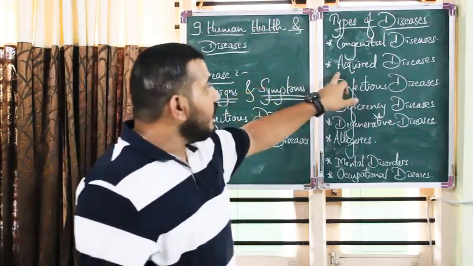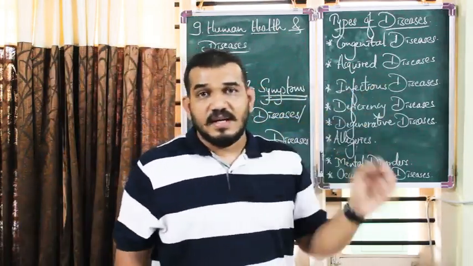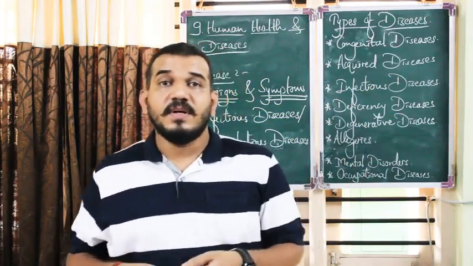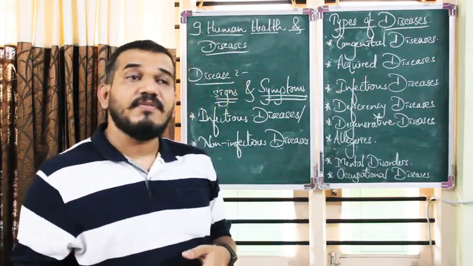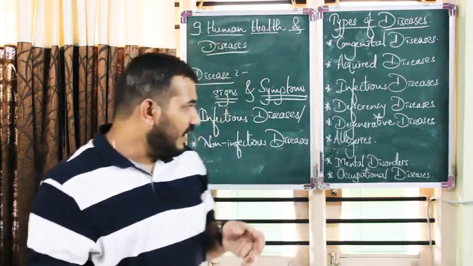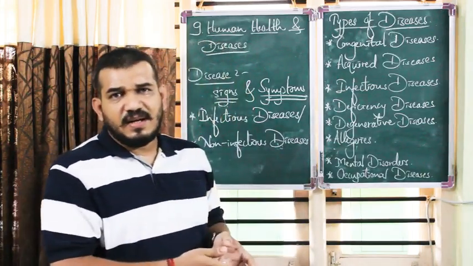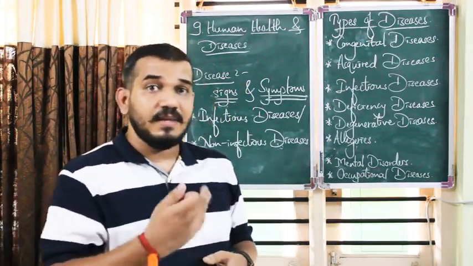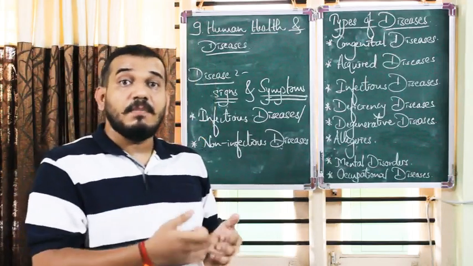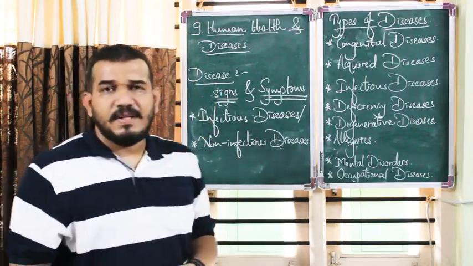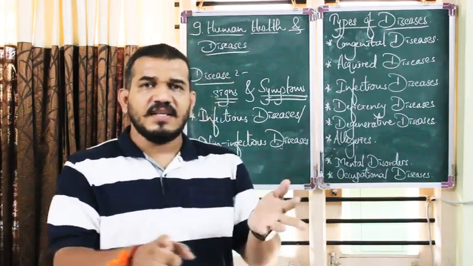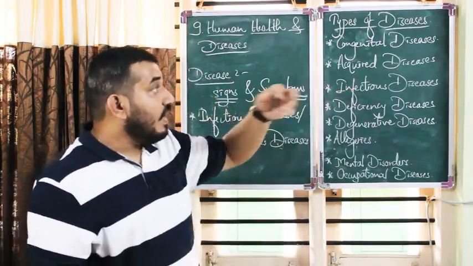The next one is acquired diseases. Now these acquired diseases are nothing but those diseases which the person acquires after birth. There may be different causes for these diseases, but the person will get them after their birth. They are not present before birth. What are the examples then? We may say fever, cough, or various other diseases which are acquired.